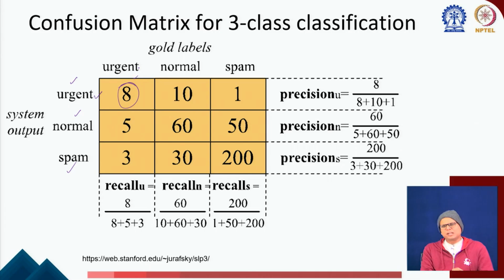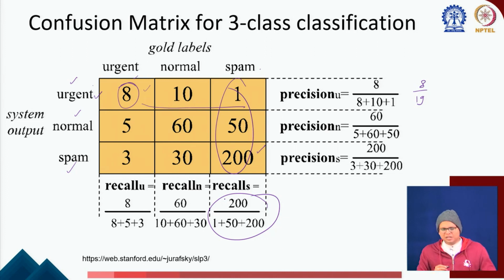And now precision and recall are defined very similarly to what we saw earlier. So what is the precision of, say, class urgent? You say, okay, 19 cases my system called urgent, out of which only 8 are correct. So precision is 8 by 19 for the urgent class. Similarly, what is the recall for the class spam? There were 251 spams, out of which my system recalled 200 of those. So the recall for spam is 200 by 251. Like that you can verify the other values, right?